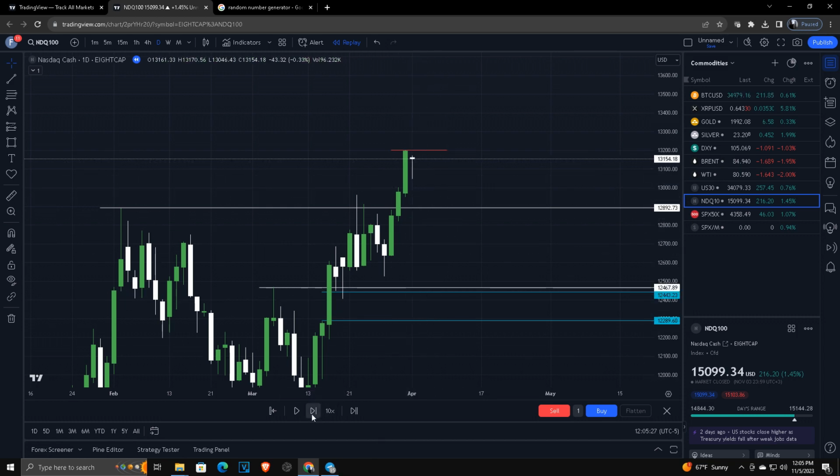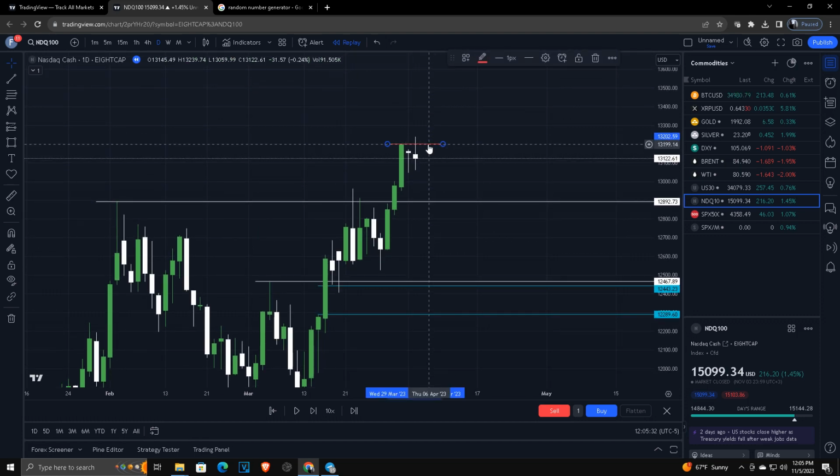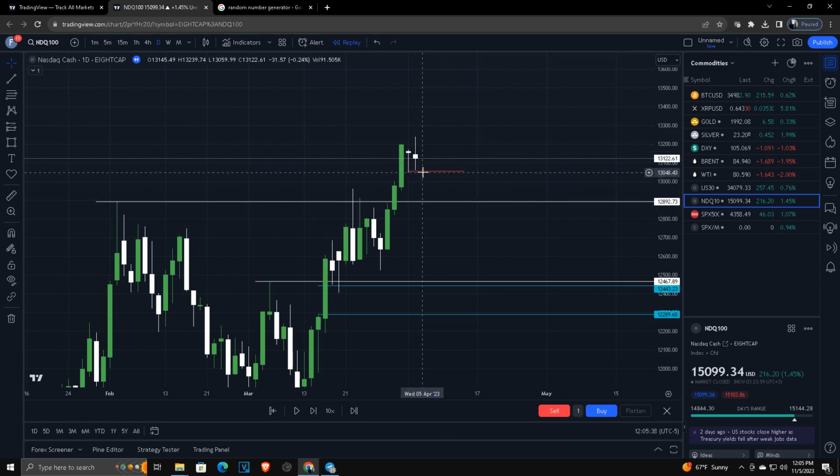So let's play it out one more time. Attacked the high, closed lower. I still don't like a bias here. I think we might go lower and close this fair value gap here. I think we might close this gap. So I'm gonna say we have a bias to go lower.